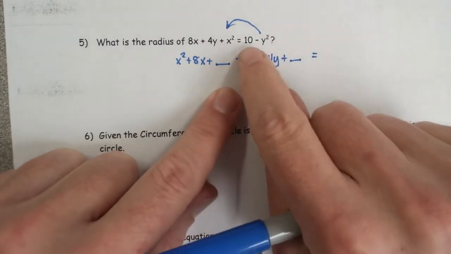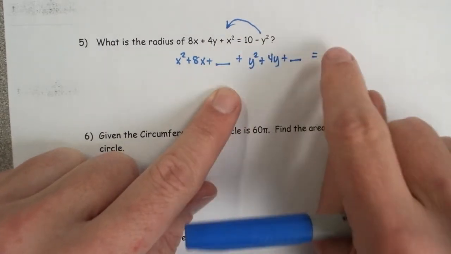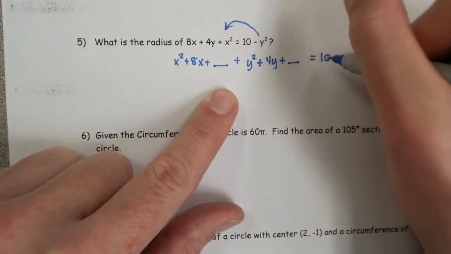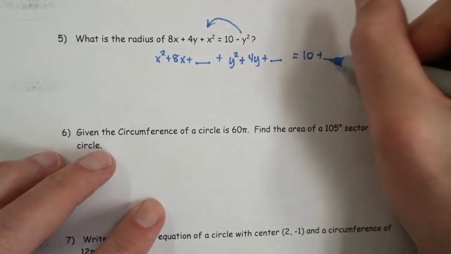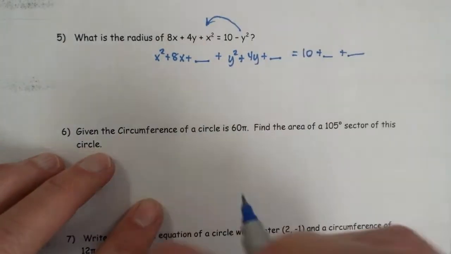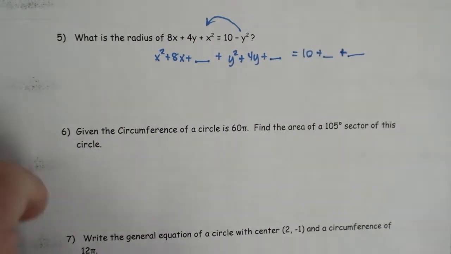Now, because my 10 is already on the right side, we want that to be over here, so we're going to leave that alone. So really, we're just moving the y squared in front of the 4y, the x squared in front of the 8x, and leaving a blank. And of course, after our 10, we're going to put 2 additional blank numbers as well. So let's go ahead and complete the square.